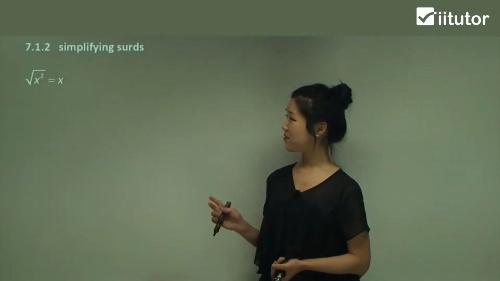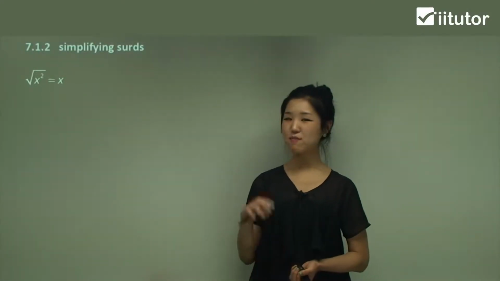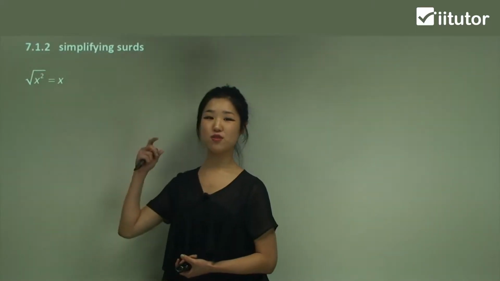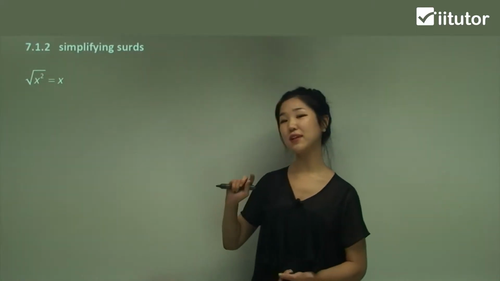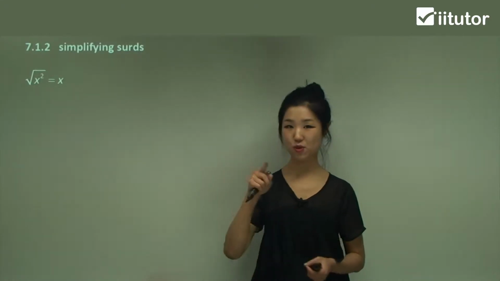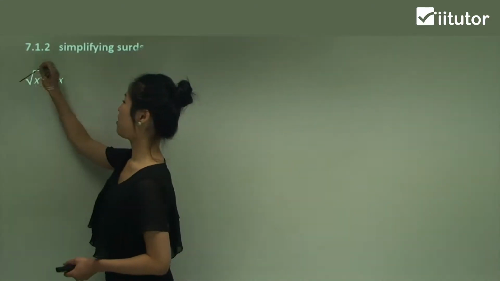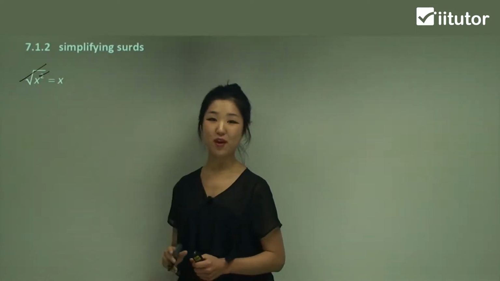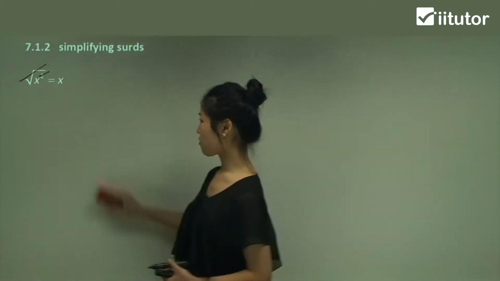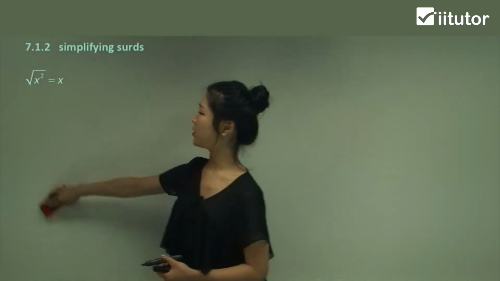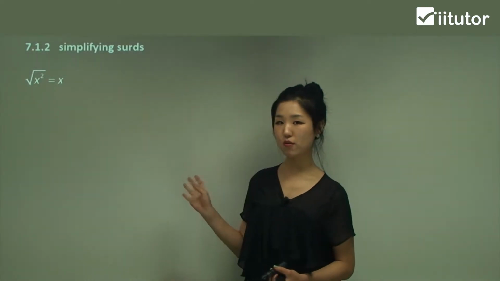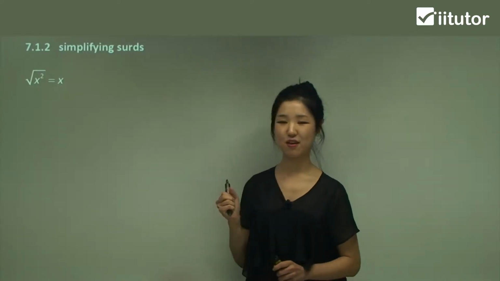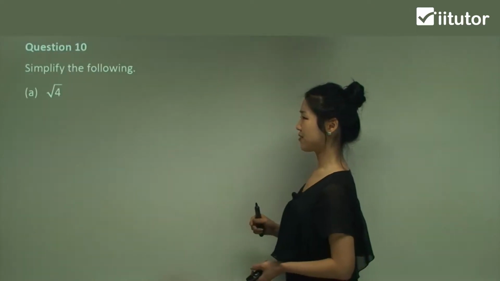Now let's look at simplifying surds. The most important thing you've got to remember is that the root of a square number, for example x squared, we can cancel the root and the square. The square root and the square cancel each other and only x will be left over. That's all you need to remember here, guys. So if you're square rooting a square number, the square root and the square cancel, and just the x is left. So let's try question 10.